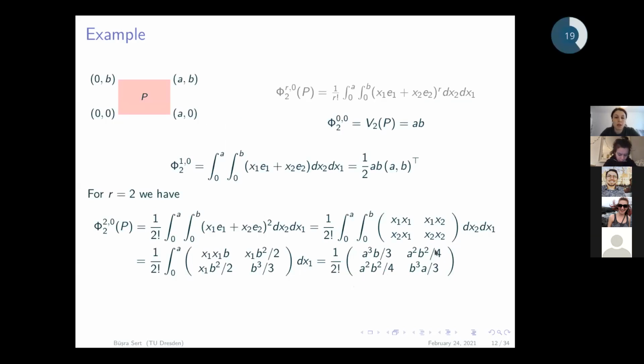For example, in applications in astrophysics, apparently when r equals 2, when we consider this tensor as a matrix, the trace of this matrix is especially used in some formulas. And we will see afterwards that for some values, they will give us the center of mass, etc.